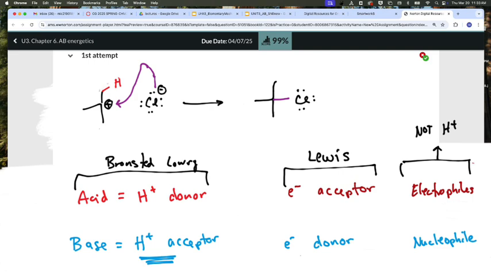Look at electrophile. What does phile mean? Likes. What does electro mean? Electrons. And what are electrons? Negatively charged. Okay? An electrophile is something that likes electrons. This positive species liked electrons, which is why electrons went to it. That's now an electrophile.